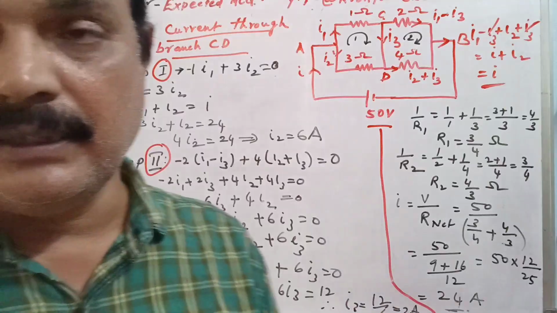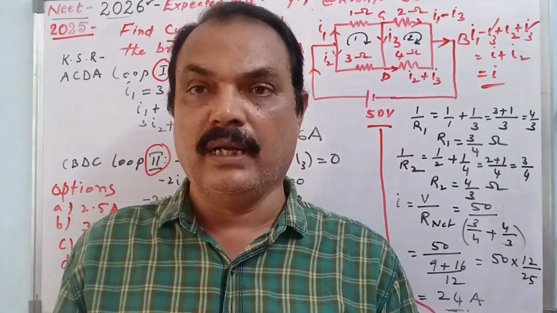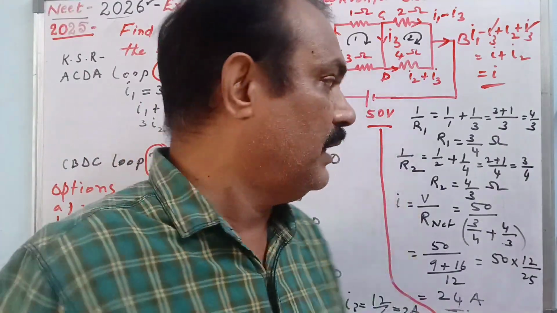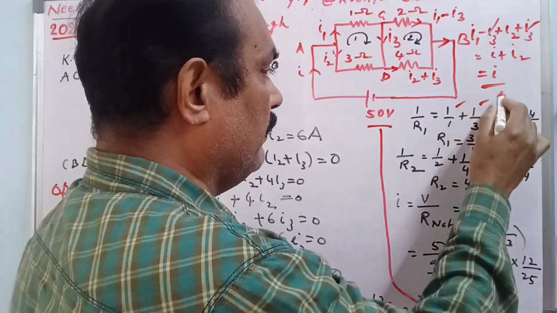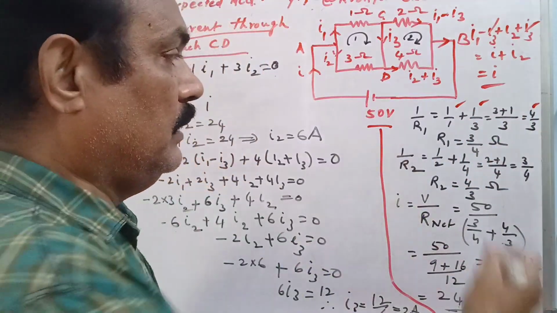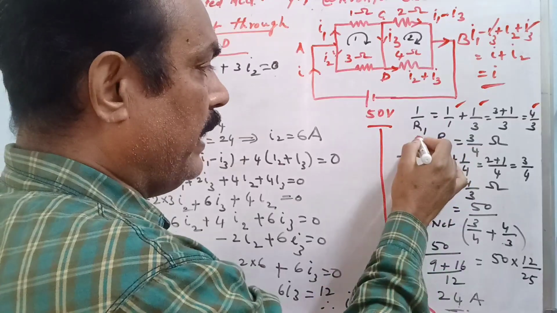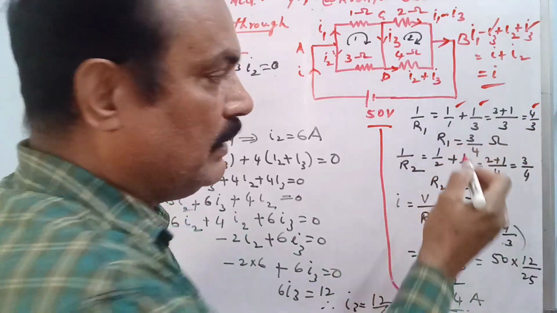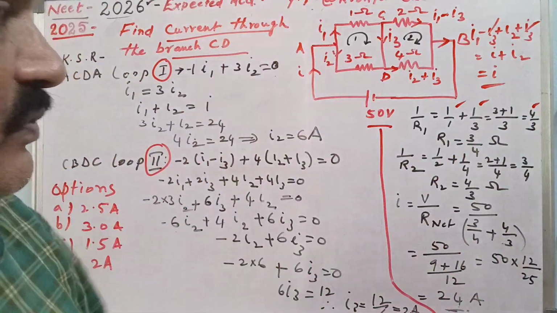What is the equation for parallel? 1 by Rp equals 1 by R1 plus 1 by R2. That is 1 by 1 plus 1 by 3, taking LCM 3, you will get 4 by 3. So reciprocal: 1 by R1 equals 4 by 3, so R1 will be 3 by 4.